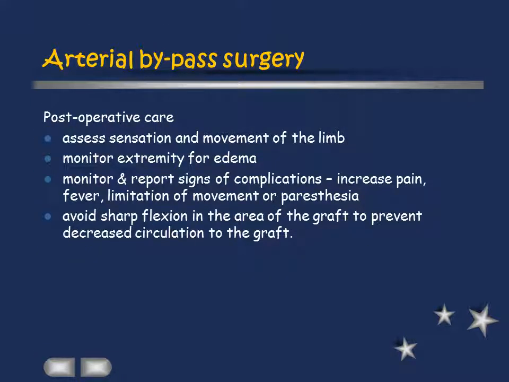Now, for arterial bypass surgery, post-operative care includes assessing sensation and movement of the limb, and monitoring the extremity for edema. Monitor and report signs of complications: increasing pain, fever, limitation of movement or paresthesia. Then avoid sharp flexion in the area of the graft to prevent decreased circulation to the graft.